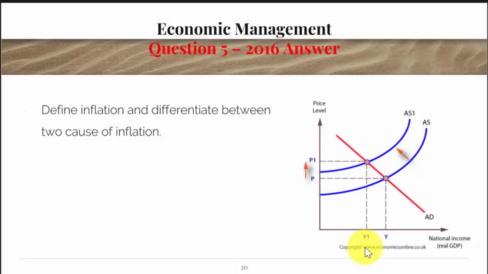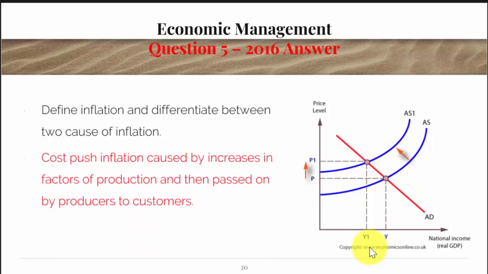Now the other style of inflation is cost push. Cost push is caused by increases in factors of production, for example, increased costs from wages, and what then happens is that the increased costs to the producers are passed on to customers.